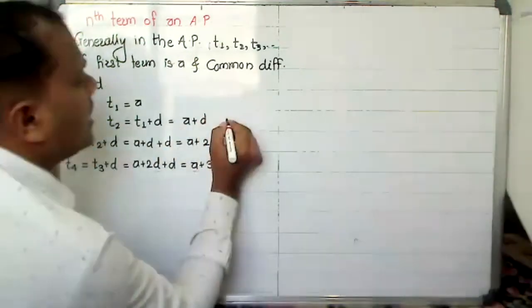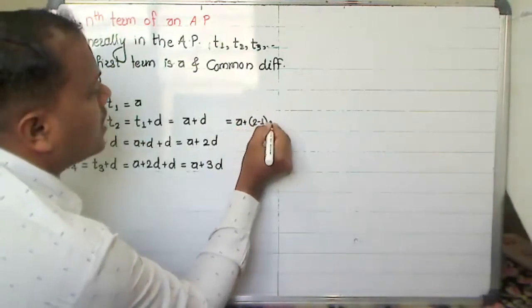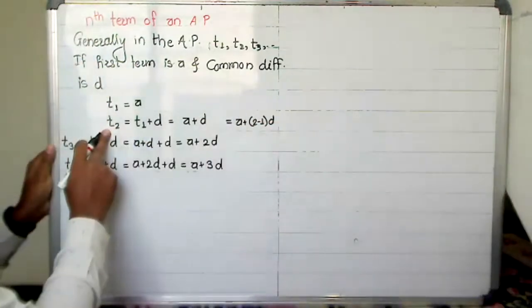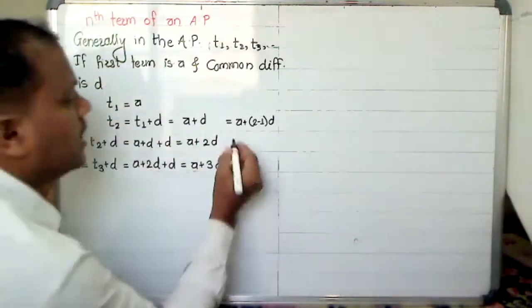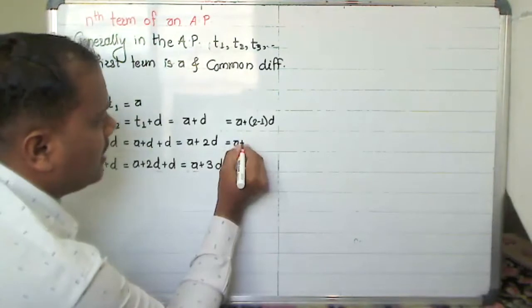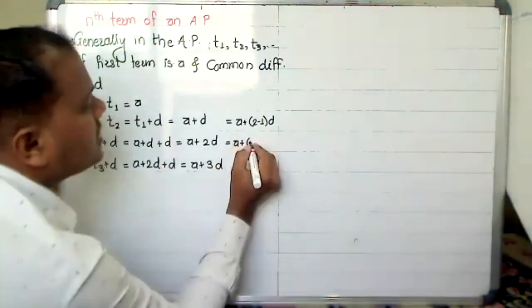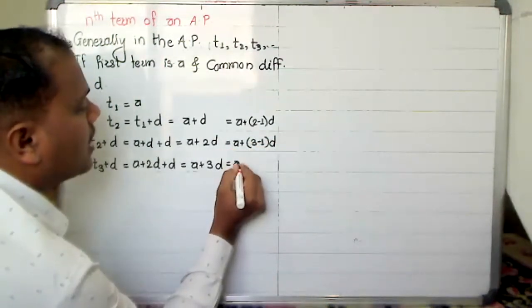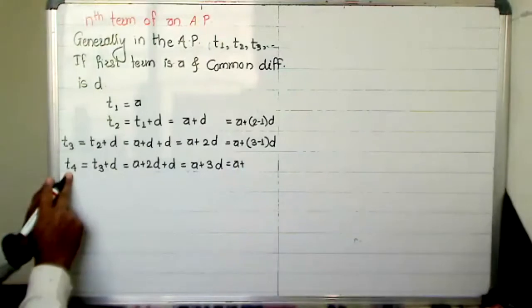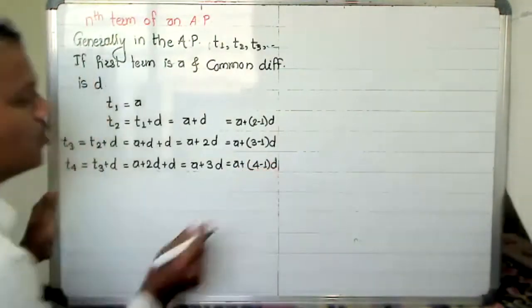So again, I can write here A plus 2 minus 1 D. So 1 less than 2 is 2 minus 1 D. So again I can write A plus 1 less than 3, 3 minus 1 into D. So again I can write this as A plus 4 minus 1 into D.